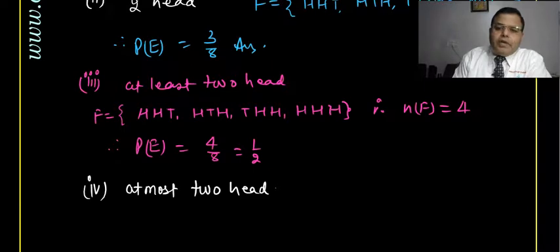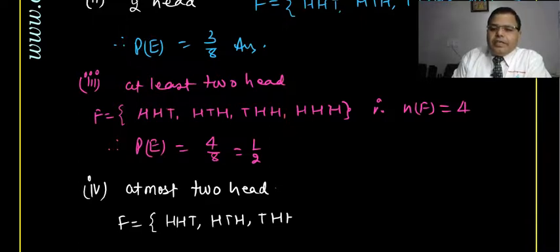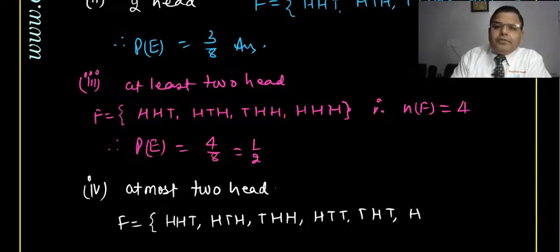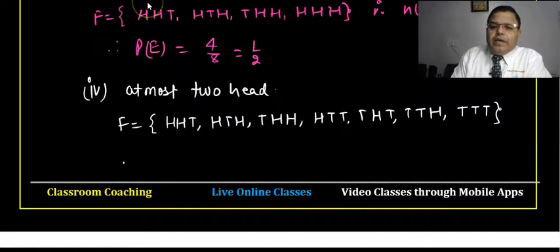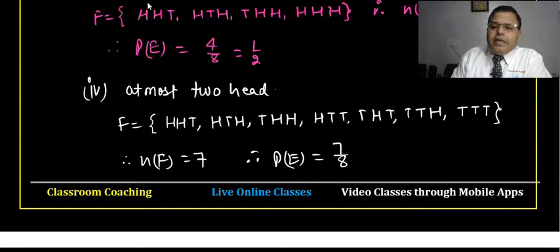In that case, favorable outcomes are 2 heads or less than 2 heads, meaning not 3 heads. So all 7 of them are favorable: 2 heads, or less than 2 heads, meaning 1 head and 2 tails, and no heads is also included. So all 7 of them are favorable. The number of favorable outcomes is 7, and therefore the probability of the event is 7 by 8. That will be the answer.